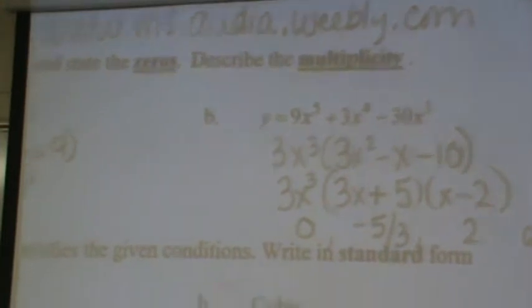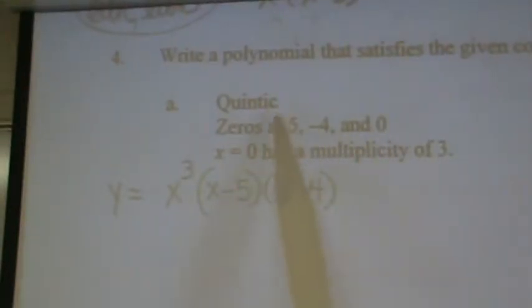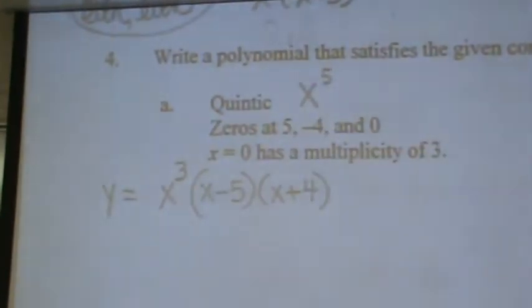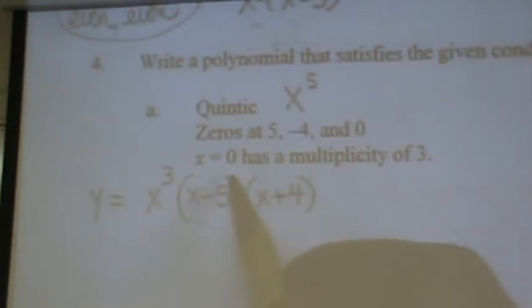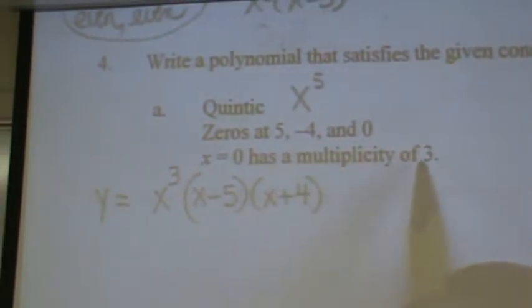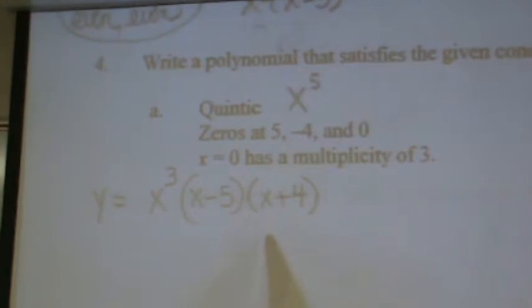Number 4. You're given the zeros, and you're told it's a quintic, which means 5th degree. So I have to have the power be 5 on this. And it says that x is 0, one of the zeros, occurs 3 times. So how do you write your polynomial? This is an easy problem.